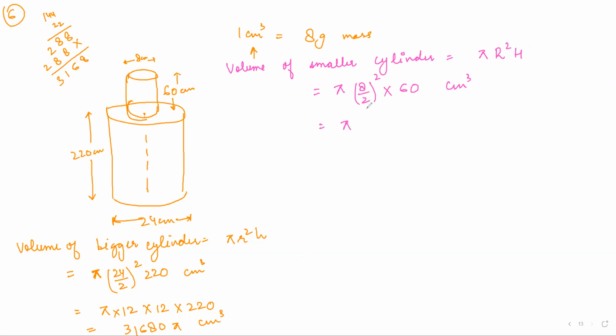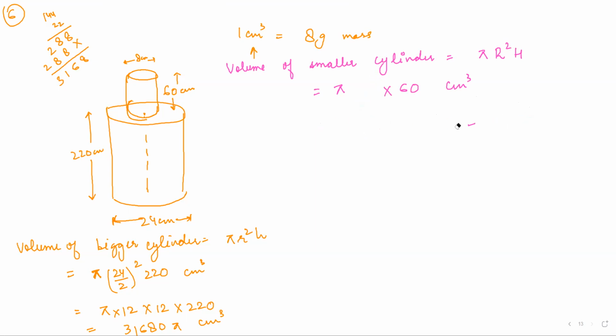This is pi, this is 4 square, right? 4 into 4 is 16 into 60. This will be 6 into 6 is 36. Ma'am, for the smaller cylinder, the radius is given. It was radius. Yeah, okay. Sorry, this is radius, not diameter.